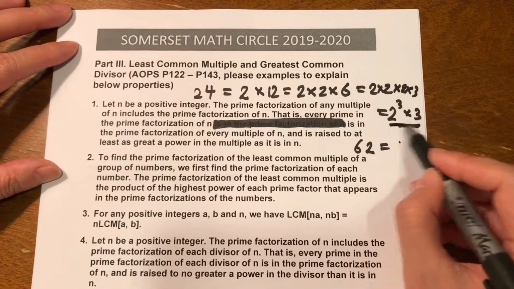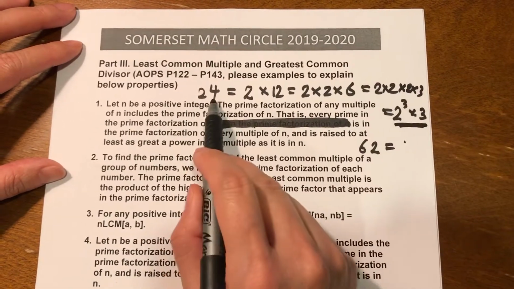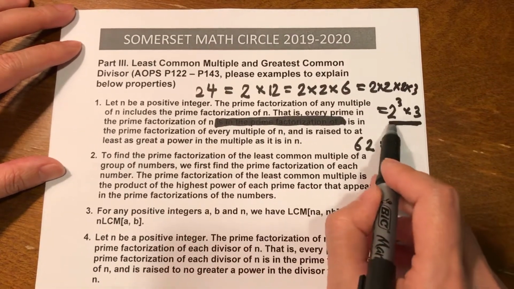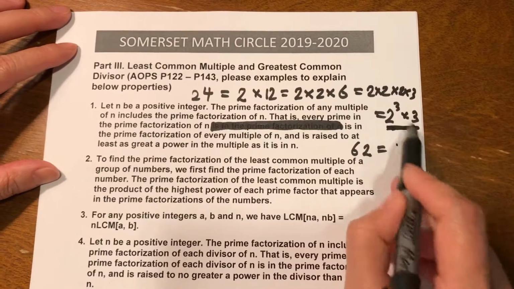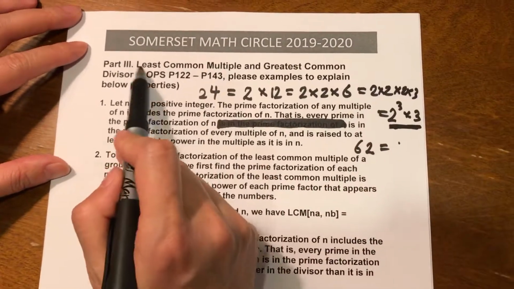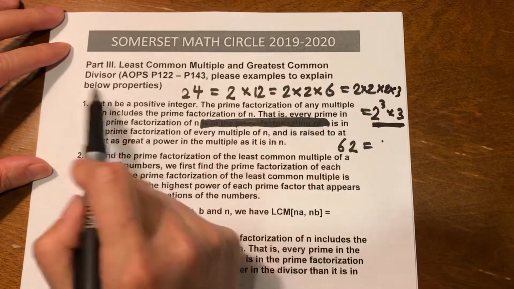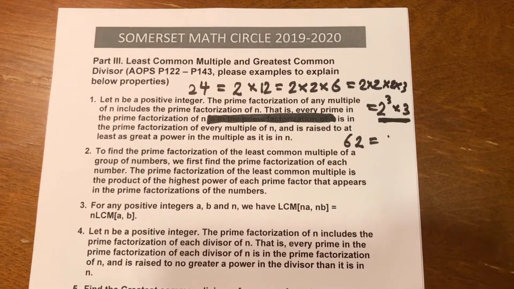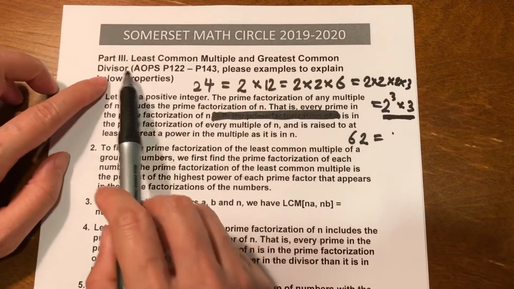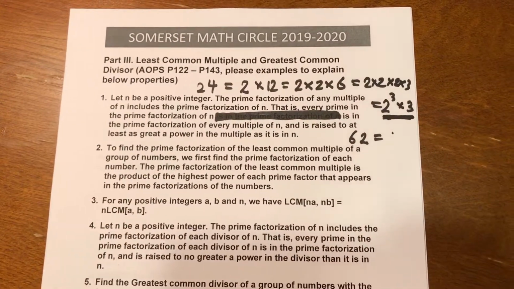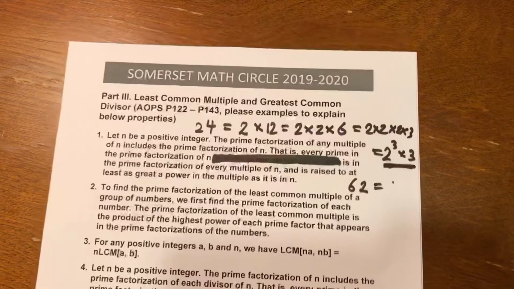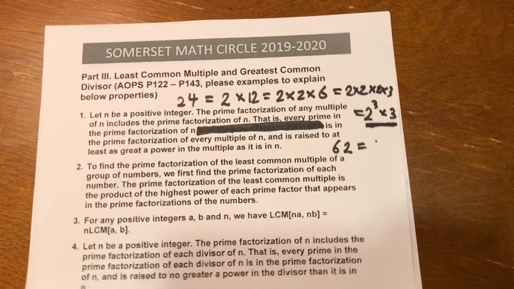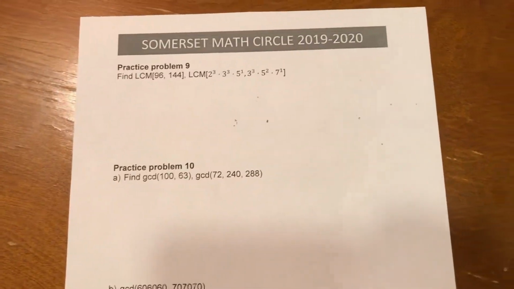Once we decompose all the numbers into their prime factorizations, then we can compare the two to find the least common multiple or greatest common divisor. The least common multiple needs to be combining the two, while the greatest common divisor is the common part of the two. That's the essence of this. We will go through these properties when we look at this problem.